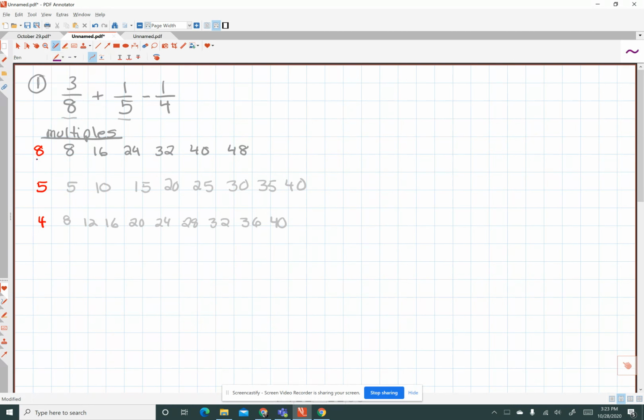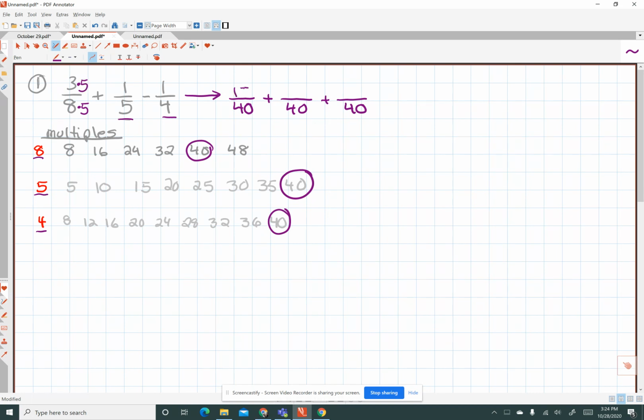So I've made multiples of 8, of 5, and of 4, because those are our three denominators. And I'm looking for the smallest number that is common to all three of those, and I see that that is 40. So our new denominator will be 40. So something over 40 plus something over 40 plus something over 40. Now, what do we do to get from 8 to 40? Well, we multiply by 5. If 8 times 5 is 40, we multiply the numerator by 5.